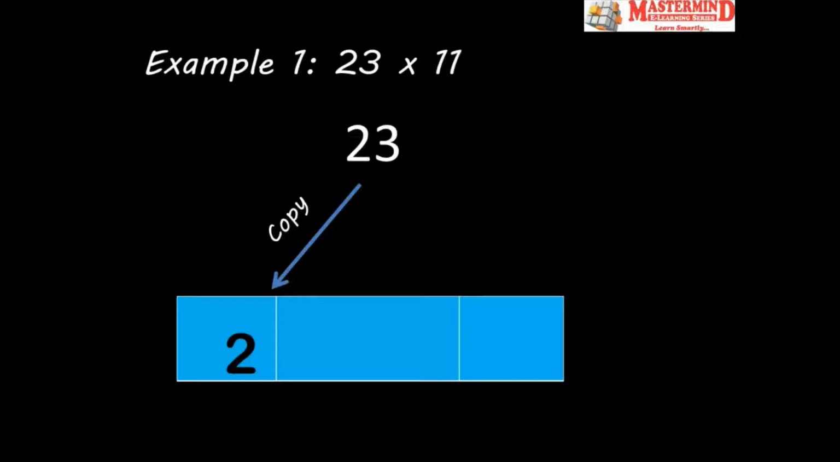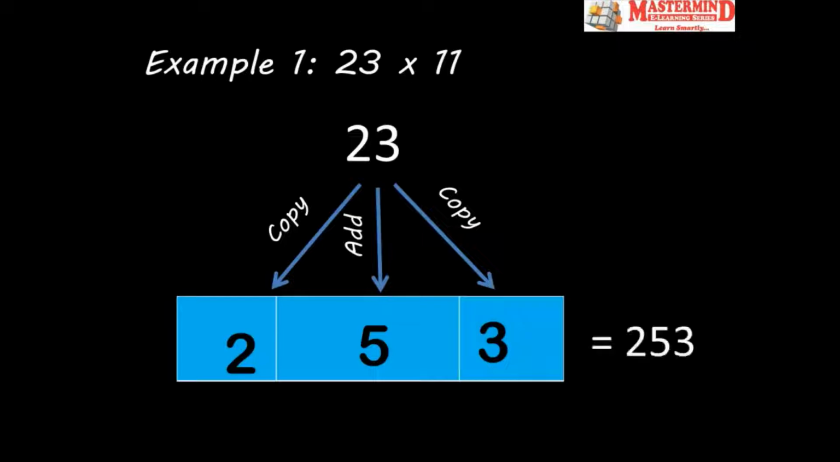Then for the second part, we add the first and the second digits, that is 2 plus 3, which is 5. And for the third part, we just copy the last digit as it is. So 3 is copied down as it is, and our answer would be 253. Let's see one more example.